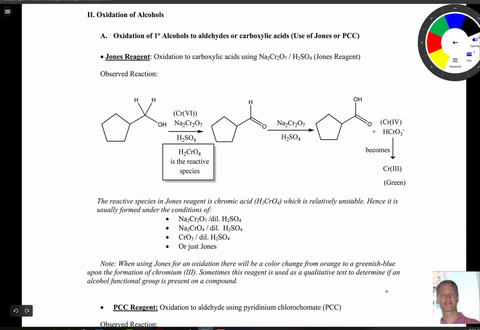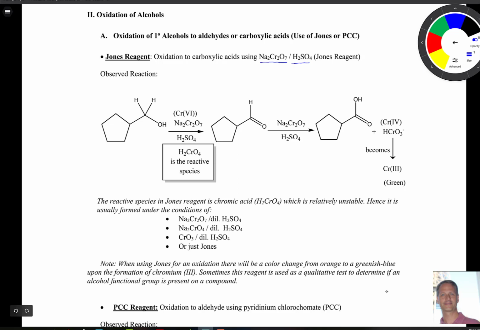There's a couple reagents that can be used, and some of these just show up over and over again, and Jones reagent is one of those. It's the oxidation to carboxylic acids using Na2Cr2O7. That's sodium dichromate in the presence of acid, so we call that sometimes acidified sodium dichromate.